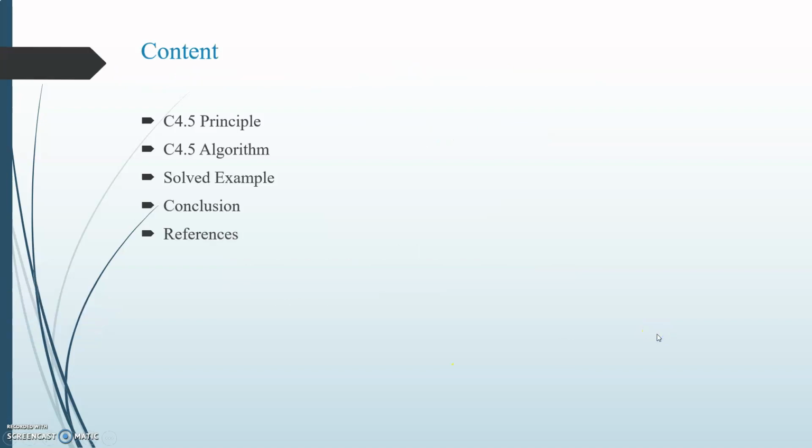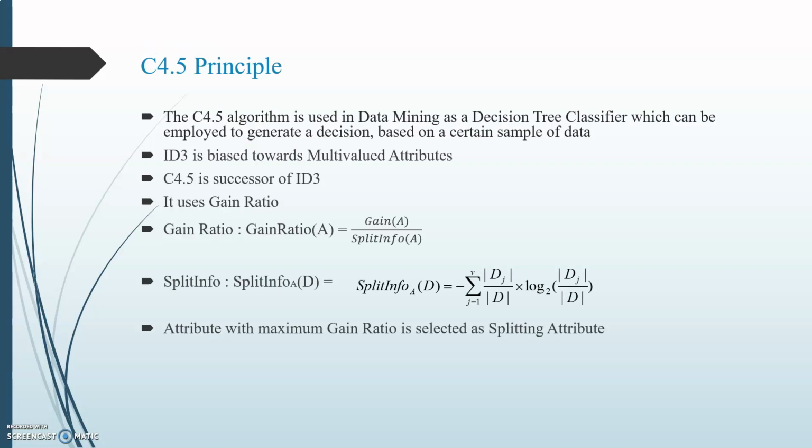So these are the points which we will cover in this presentation. Starting with the C4.5 principle. In data mining, C4.5 is an algorithm which is used as a decision tree classifier to generate a decision based on a certain sample of data.